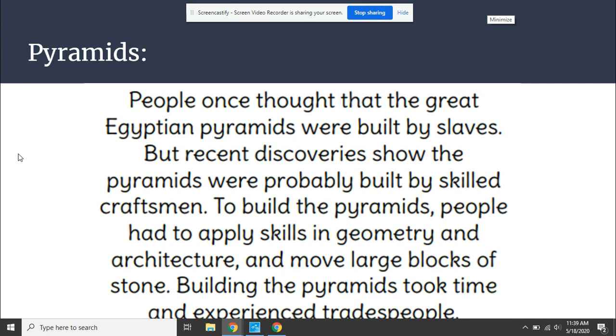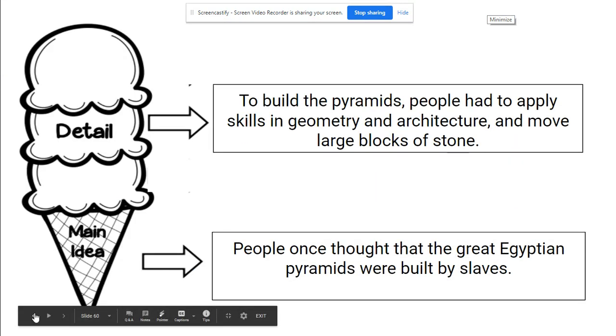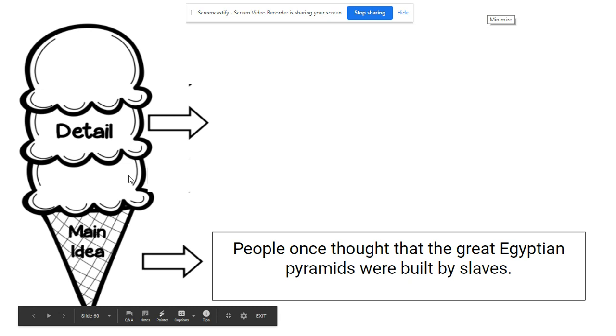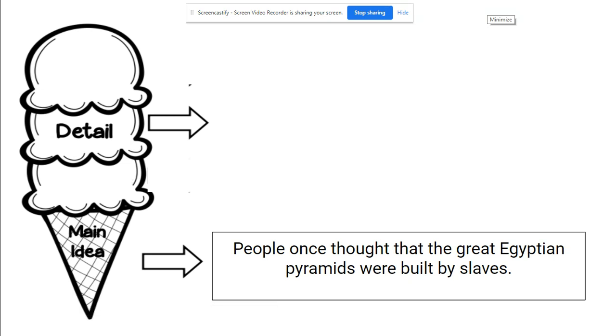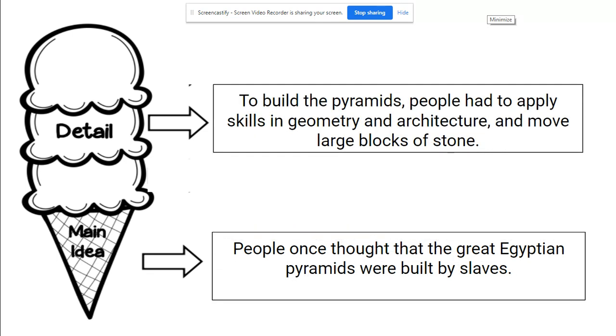Okay, so the main idea of this passage is that people once thought that the great Egyptian pyramids were built by slaves. Now, what this main idea is suggesting is that people no longer think this, right? It says that people once thought that the great Egyptian pyramids were built by slaves, but now they think something else. And the detail that shows this in the text is this. To build the pyramids, people had to apply skills in geometry and architecture and move large blocks of stone.